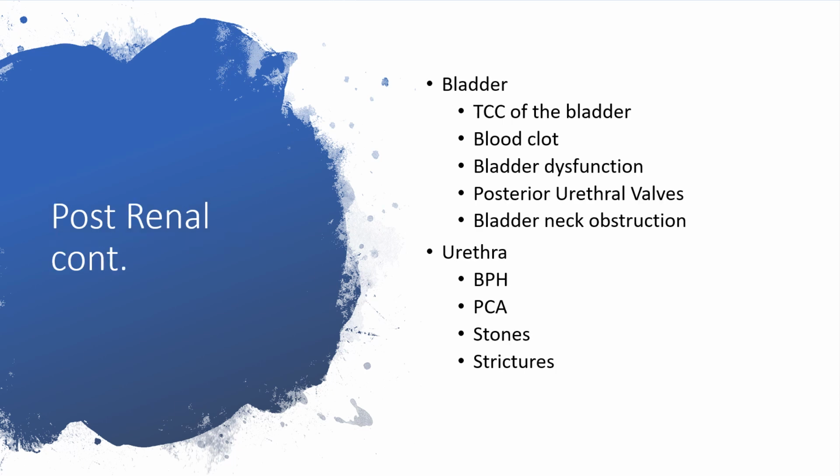At the post-renal level involving the bladder, we can have transitional cell carcinoma of the bladder, blood clot, bladder dysfunction, posterior urethral valves, bladder neck obstruction, and at the level of the urethra, you can have benign prostatic hyperplasia, or some call it benign prostatic hypertrophy. You can have prostatic carcinoma, nephrolithiasis, or strictures.